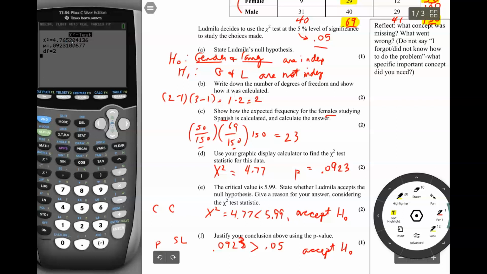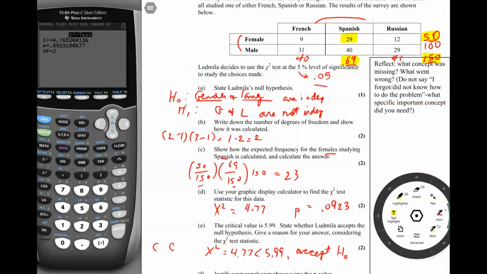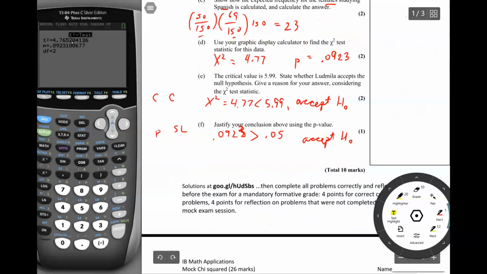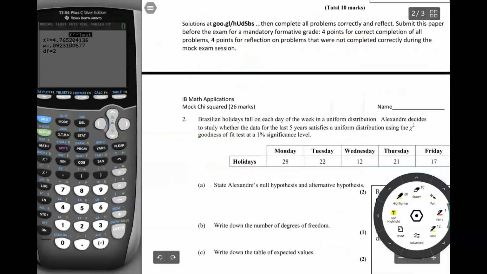Now you can see that if the significance level is 10% in this case, the p-value would be smaller than the significance level, and then we would reject the null hypothesis, right? If we accept the null hypothesis, that means that there isn't a relationship between gender and language chosen. There's no bias. All right.